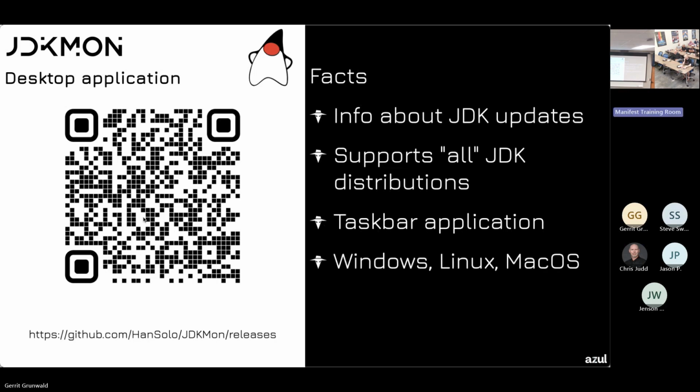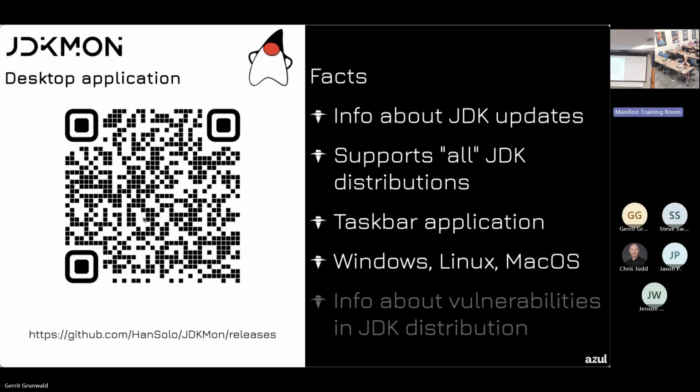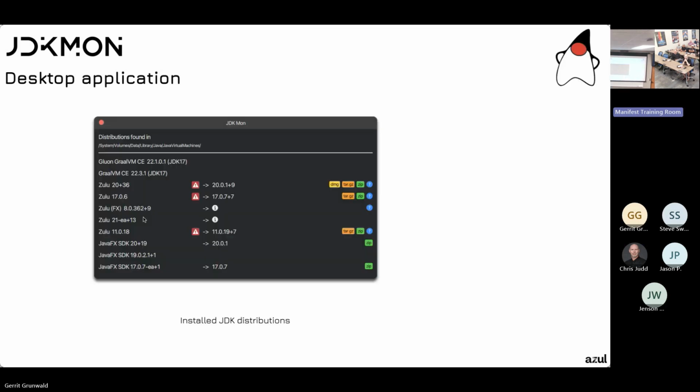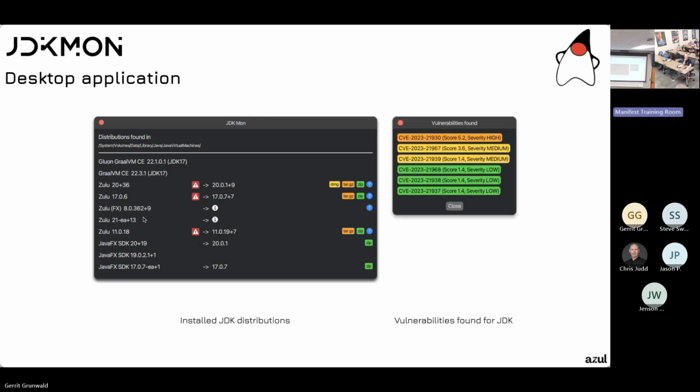It's a taskbar application, it's JavaFX, so it runs on all these operating systems. And it also gives you info about the vulnerabilities. And that's why I mentioned it here, because that could be quite useful. So it looks like this. It's just a little tool. It sticks in your menu tray, and it shows you all the stuff that you have installed. And then you see these little red lines here, and that shows you the vulnerabilities for that specific JDK.